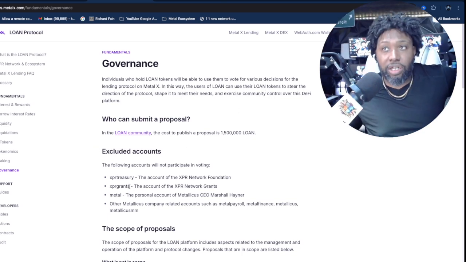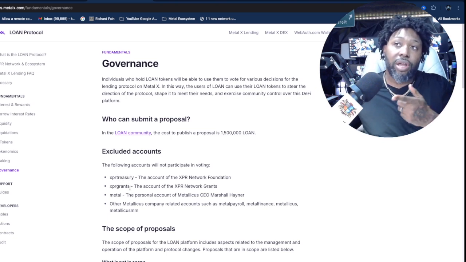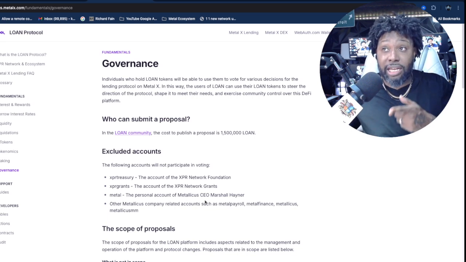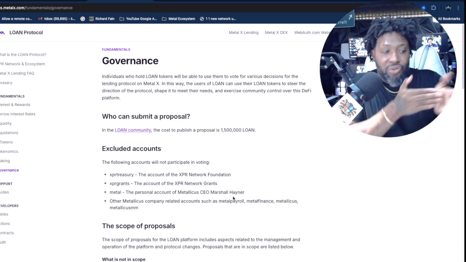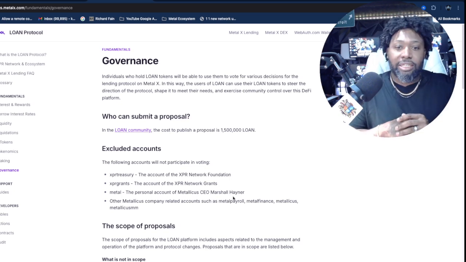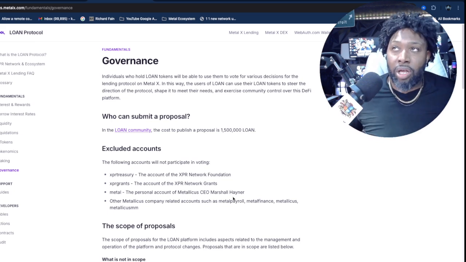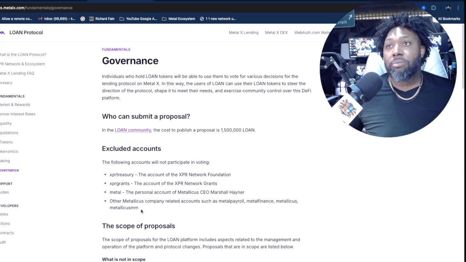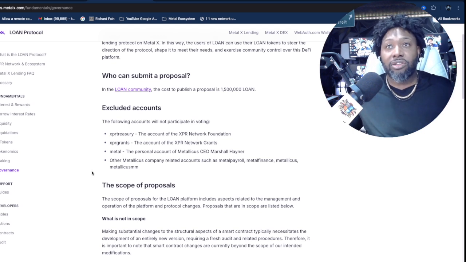And it says here the people who are excluded, which I understand, those who cannot participate in the vote so it stays community, are the XPR Treasury, the grants people, Metal, the personal account of Metallicus CEO Marshall Hayner. So he has nothing to do with it. He can't steer the way, because he could come in and just drop the gauntlet and say, hey, we're going to do it one way. But it's already right here in the white papers. He can't do that. And other Metallicus company related accounts such as Metal Payroll, Metal Finance, Metallicus, and this one right here. So they can't participate. So I think that is good as well.